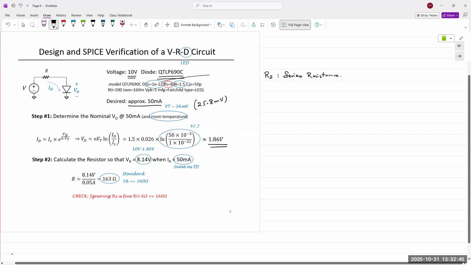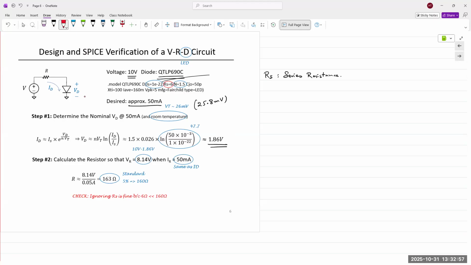So ID gives us the diode equation. We rearrange the terms and we can write an expression for VD. We are given the saturation current. We are given the diode current, which is 50 milliamps. And we have N, we have thermal voltage VT. At that point, it's simple plug and solve.